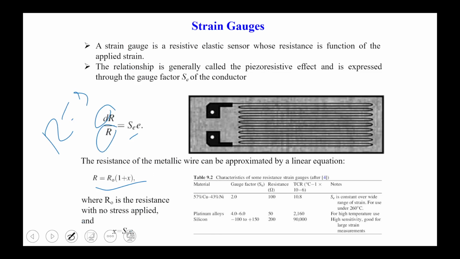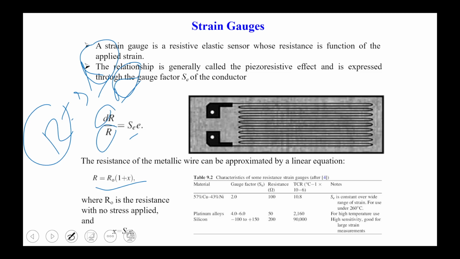is equal to rho L by A. So either the length or the area will change, and the resistance will change in that form of the material. R naught is the resistance with no stress applied, in the original form. For example, a material with 50% copper and 43% nickel has a gauge factor value of 2.0. The original resistance is 100 ohms. The gauge factor is constant over the range of the resistance for use under 200 degrees Celsius.